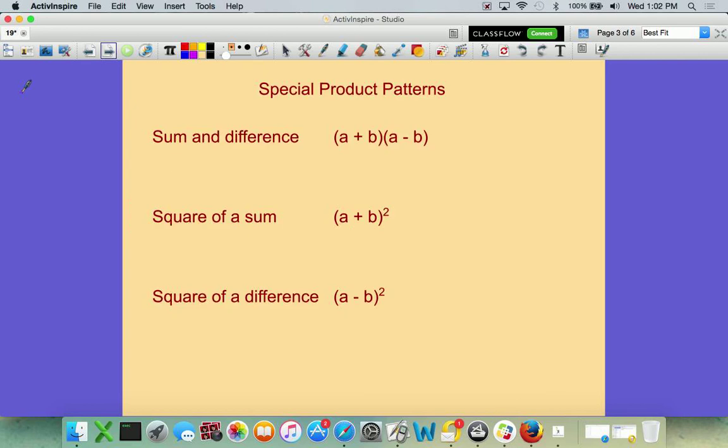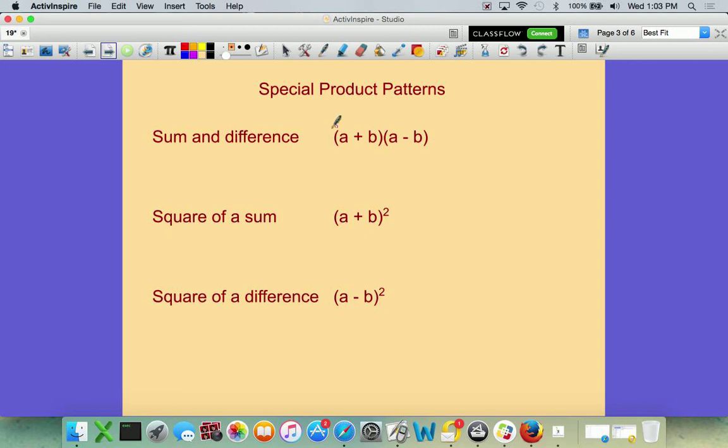Alright, next set. Now what we have here is some shortcuts. We have some special product patterns. Alright, so with each one of these, there's something special about each one of them to kind of shorten things up. But if you don't want to remember these, you don't have to. Alright, you can still FOIL them out.